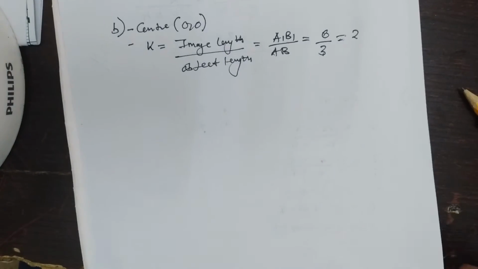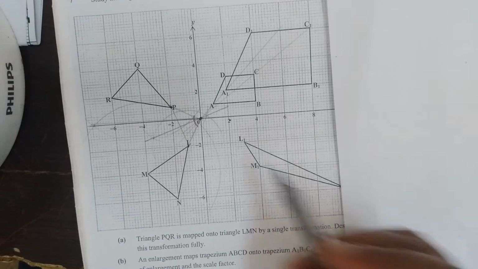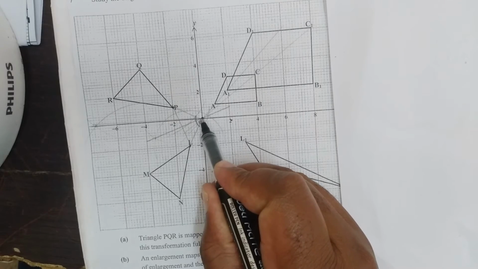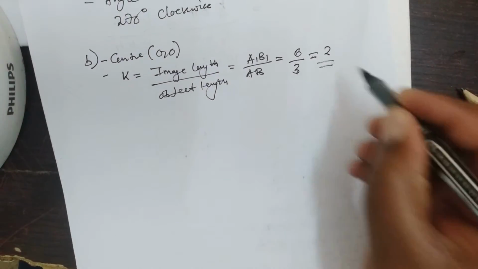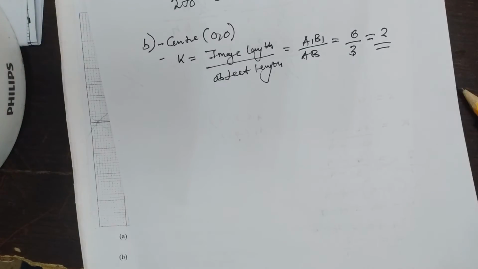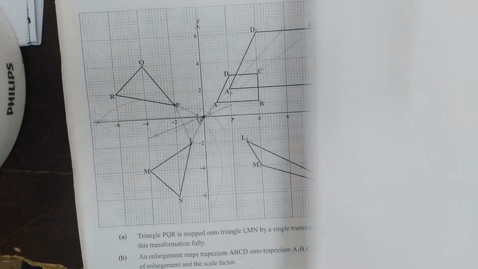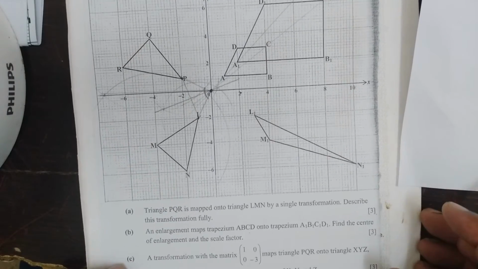What is the sign? The sign should be positive because the center is outside. When the center is outside, then the scale factor is positive. Okay, that's how you get that one. Then we go to the third one.